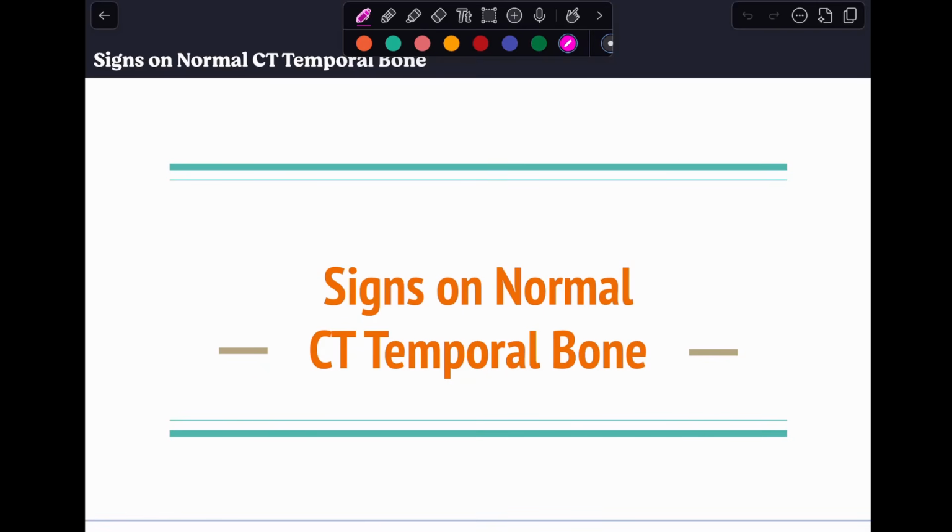Today I'll be talking about two signs that we see in a normal CT temporal bone. And those are the ice cream cone sign and the snake eyes sign.